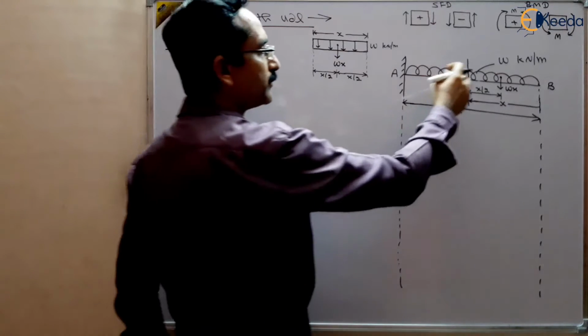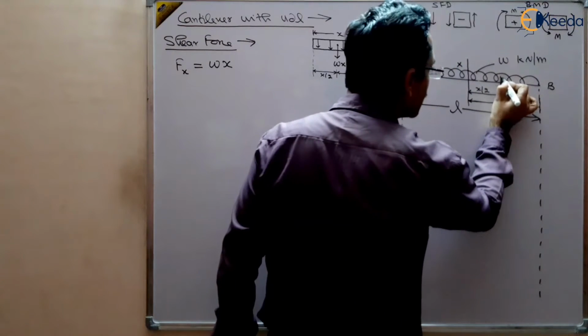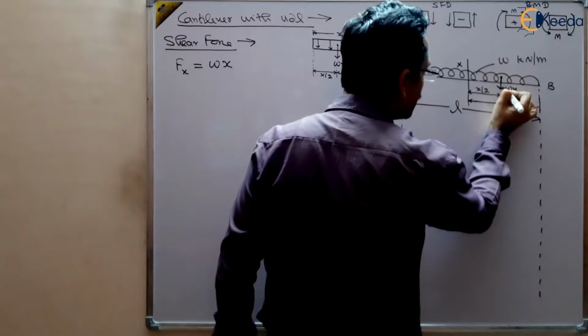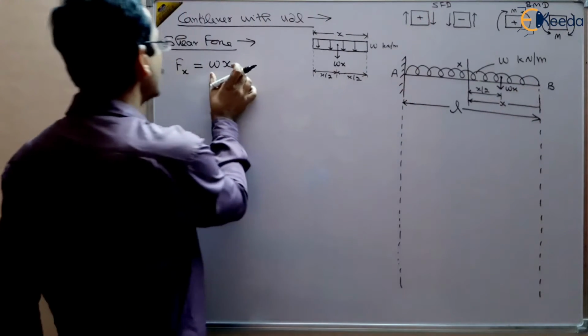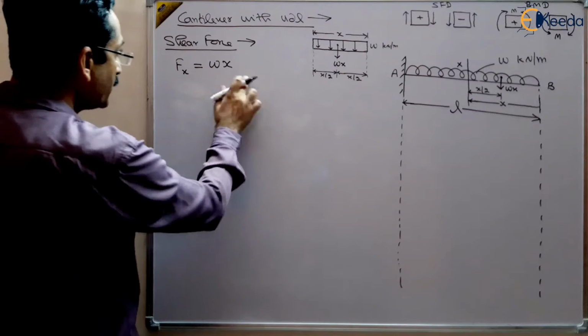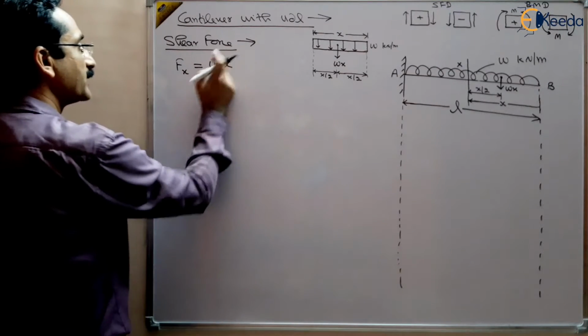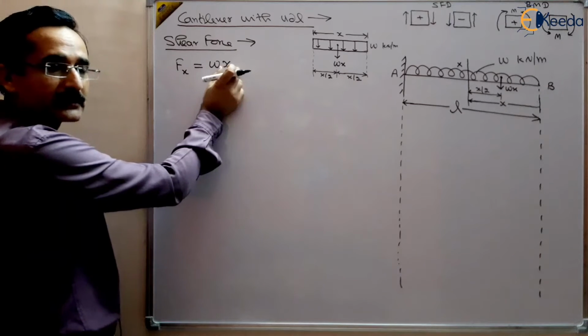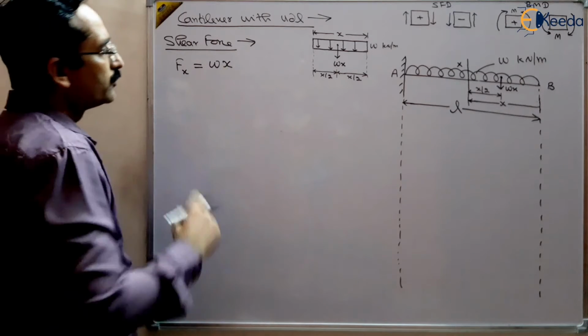Although it is a UDL, it has a concentrated load at its center of gravity, and this is Wx. So this is the only load, at the right of the section X. Now it is varying, because X is variable. It is linearly varying, right?